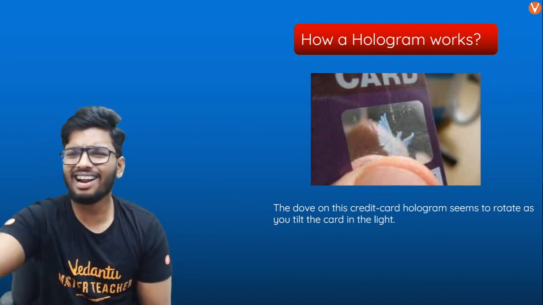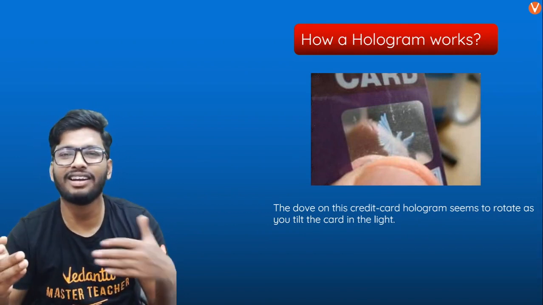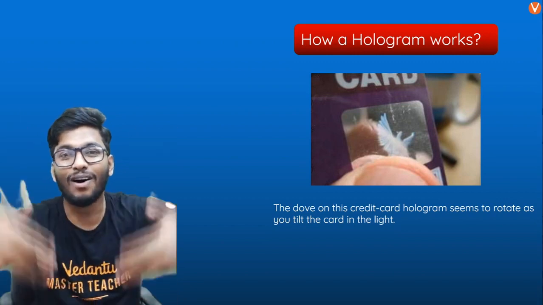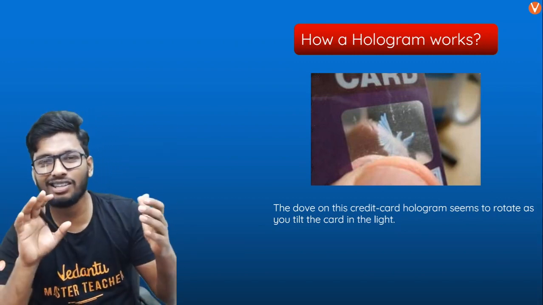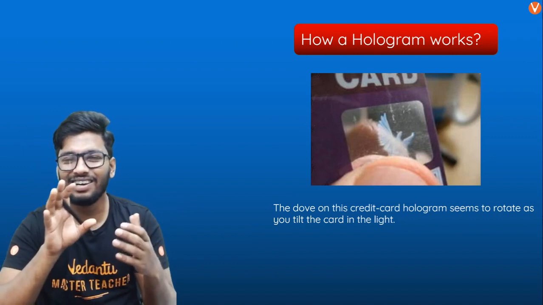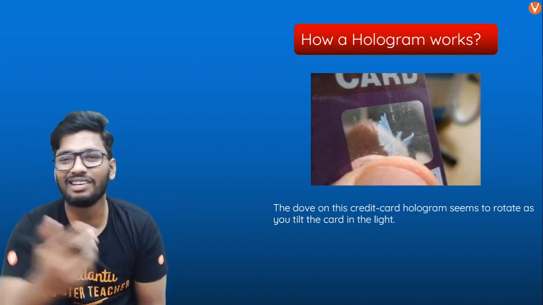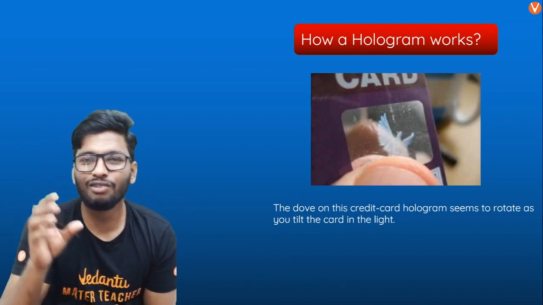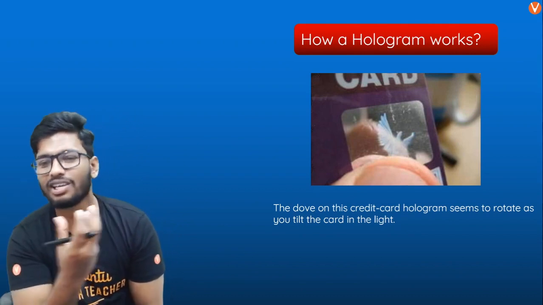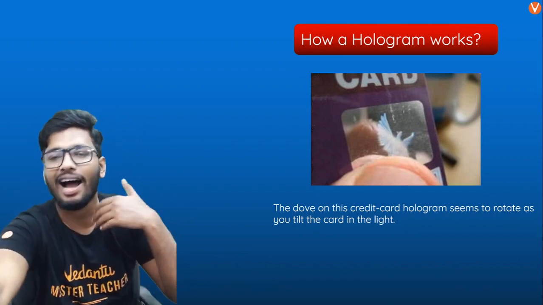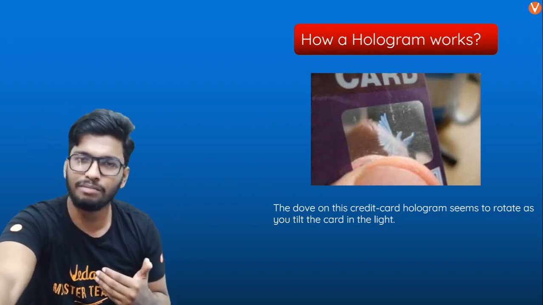And there are other kinds of holograms that you can see. For example, there are some holograms of God's pictures. As you move, it seems like God is watching you, right? So it looks like it's watching you. Even on credit cards, as you move, the bird also moves along with you. This also, as you tilt it, works on the exact same principle.